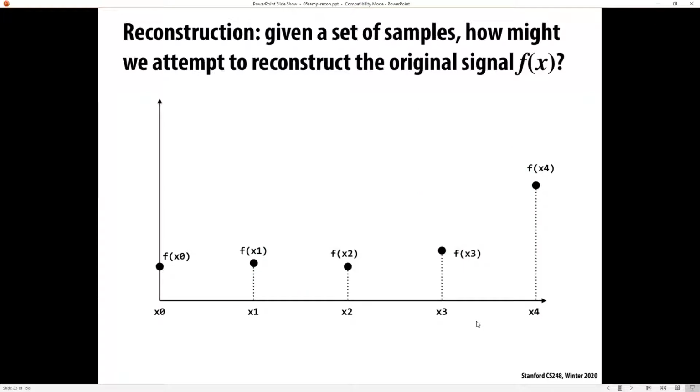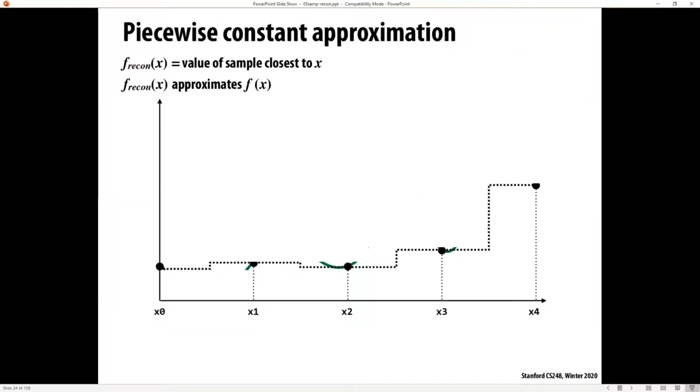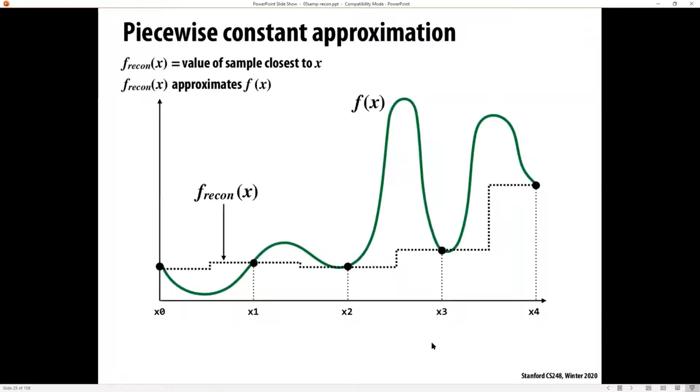Well, I only have these samples. Let's just say the signal looks kind of like nearby. So this would be piecewise constant, or sometimes called nearest neighbor. For every continuous point, you say whatever was my closest sample, that's probably the value. We could do that. That's not very close to our original function in this case. We could try to do something better.